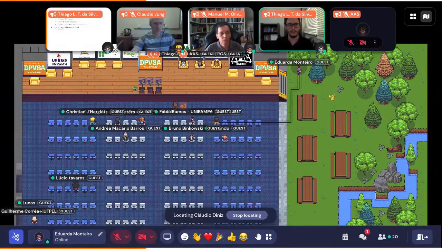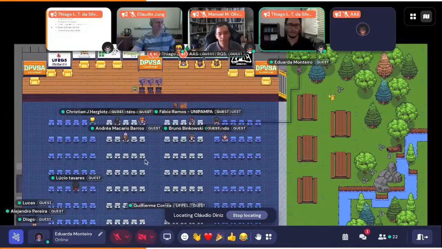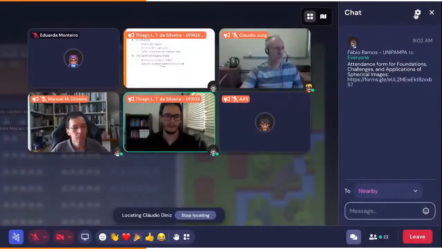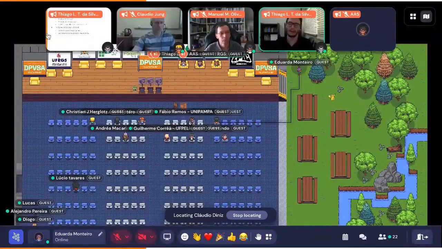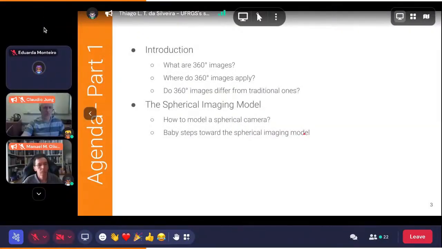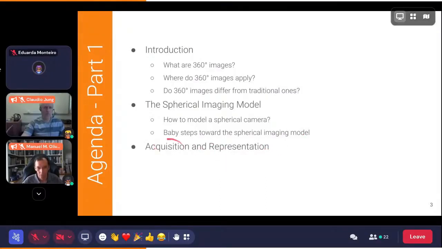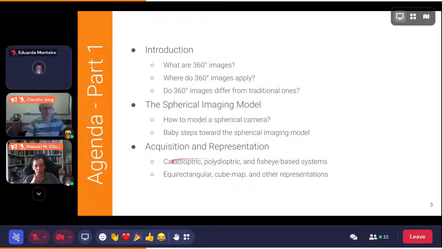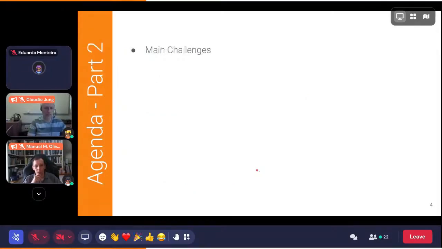Then we move to the spherical image model, and we will understand how we can model a spherical camera and understand mathematically how the spherical image is formed. Then we will talk about acquisition devices and representation formats. Specifically, we will go deep into catadioptric, holodioptric, and fisheye-based systems. And we will talk a bit about some of the most representative formats.